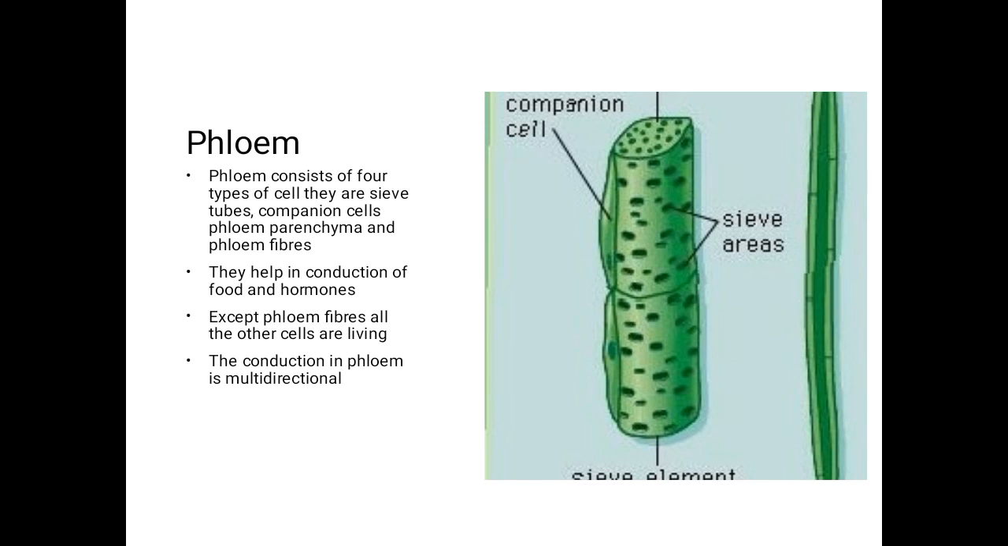Is it clear? Then the conduction in phloem is multi-directional. Multi-directional means through any direction. Sometimes fruits may store food, or roots may store food. So from there also food can be withdrawn to the needed parts of the plant. So they are multi-directional. Is it clear?